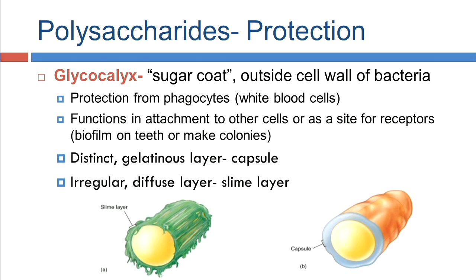It helps protect them from your white blood cells, okay, your phagocytes. It can help them attach onto your cells. It can help them attach to each other. It can help them form a biofilm so they stick. And there's two different ways they can form this glycocalyx. They can form a slime layer, which is just kind of diffuse and sort of stuck on there. You know, it doesn't look very organized. Or they can form a very distinct gelatinous layer, so it covers everything, and that's called a capsule. So we'll get into that in later chapters.